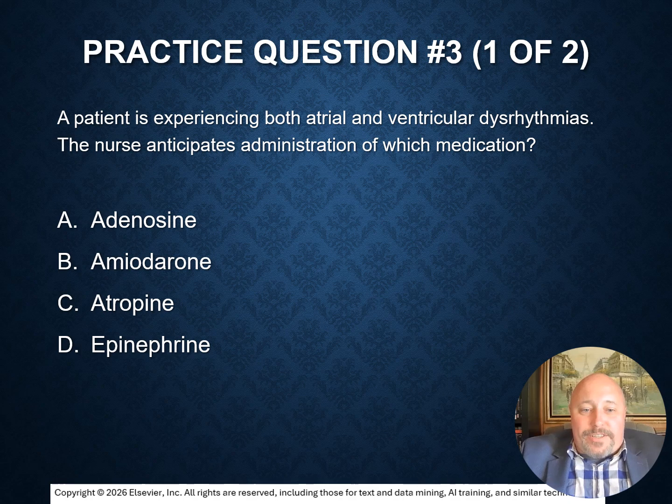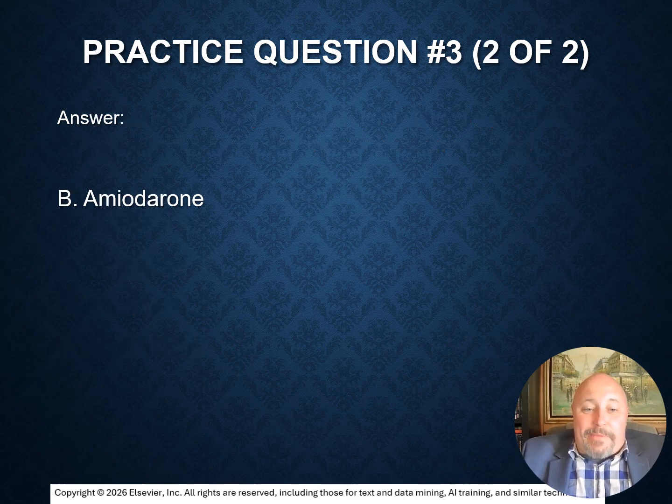And for our final question, a patient is experiencing both atrial and ventricular dysrhythmias. The nurse anticipates the administration of which medication? That be A, adenosine, B, amiodarone, C, atropine, or D, epinephrine? And that answer is going to be B, amiodarone.